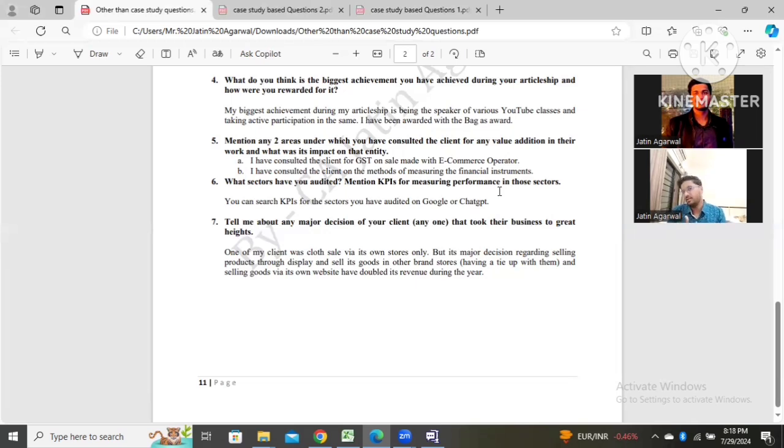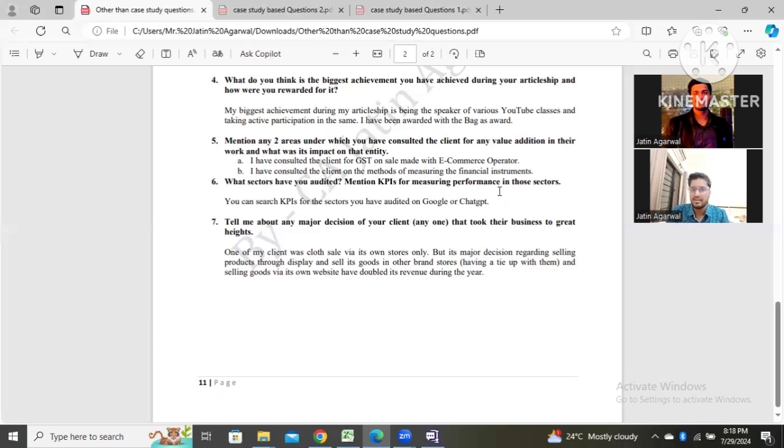Next question: which sectors have you audited? They will ask straight away which sectors you have audited. If you have audited the oil and gas sector, they will ask you to tell its KPIs. KPIs are key performance indicators, the indicators based on which the financial performance of that particular work is measured. This work is done in financial planning and analysis also. So you have to learn what sectors you have audited or mentioned in your CV.